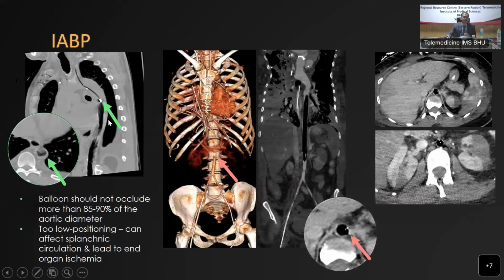So the typical location of the balloon should be distal to the subclavian artery all the way up to the diaphragmatic aorta, but should never occlude the visceral vessels, and that can lead to visceral malperfusion, as I showed before. Throughout the cardiac cycle, it should never occlude more than 90% of the aortic lumen. Otherwise, you will see these visceral complications.